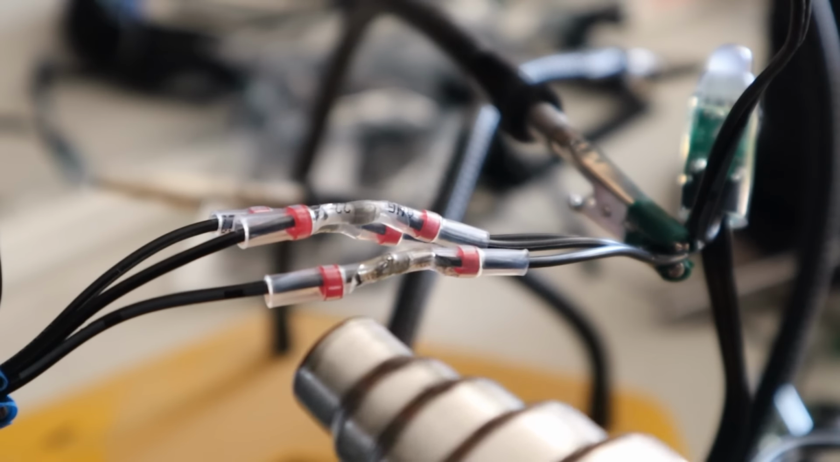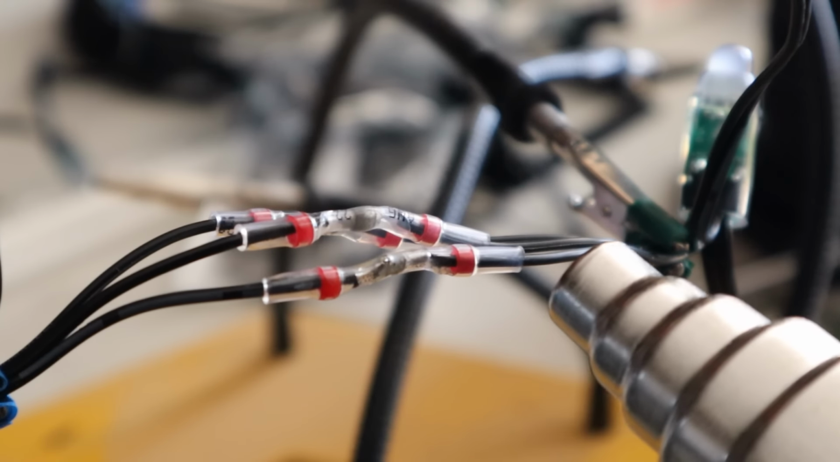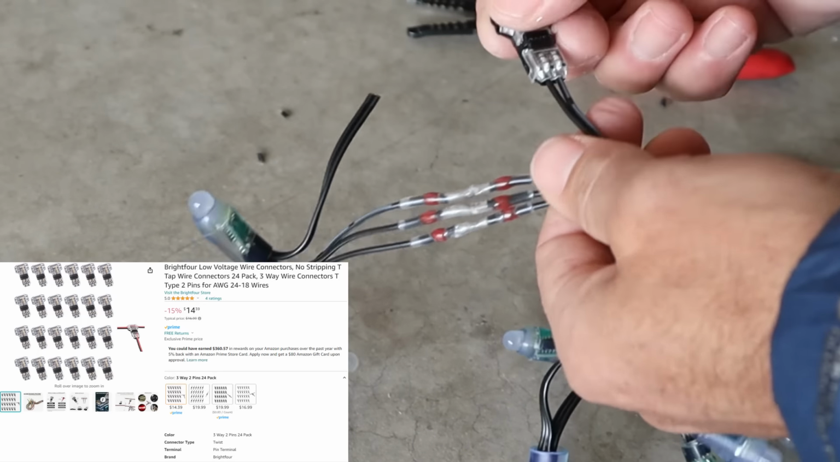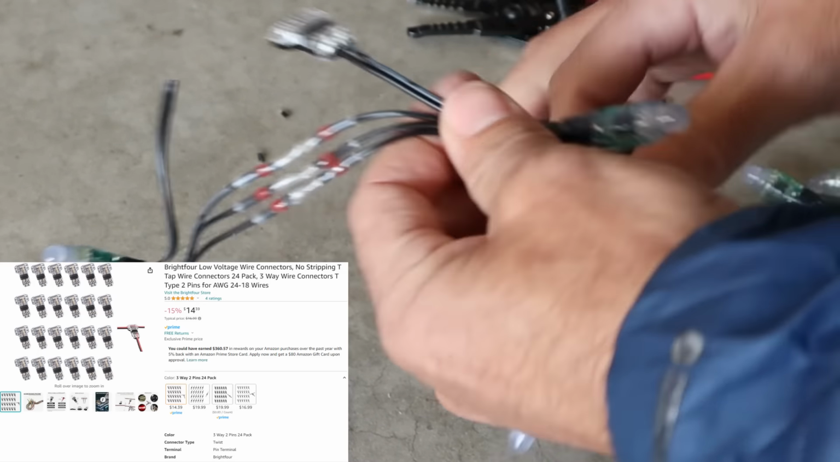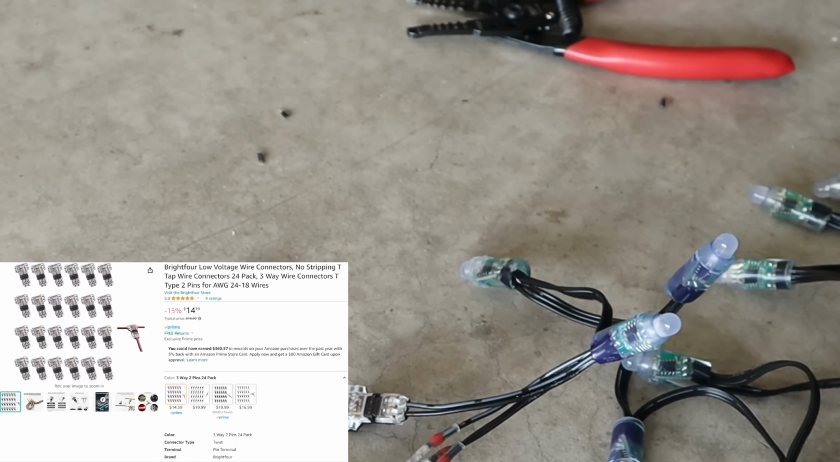So again, after I'd tested all of the strands, this is how I hooked each strand together. I just used some simple inline connectors for my power injection that are going to tap into my power injection line, and I did that at the end of each strand.